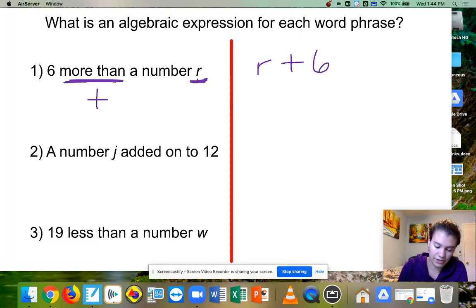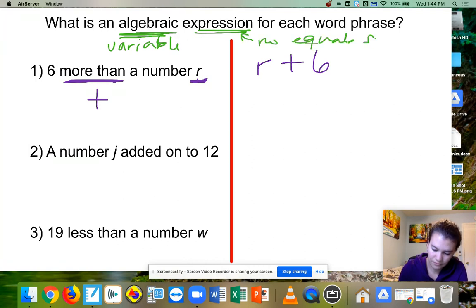A note here, if I say algebraic expression up here at the top, algebraic means you have variables in it, like x and y, or b or a. An expression just means there's no equal sign. So like r plus 6 is an expression because it doesn't equal anything. So there's no equals sign. Back to our examples.